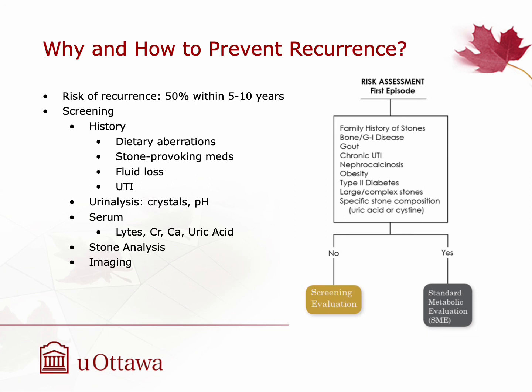So again, looking for things in the history that would increase the risk of stone recurrences, such as dietary aberrations, the presence of any stone-provoking medications, such as, again, topiramate or Topamax, used as an anti-seizure and anti-migraine headache. Looking for risk factors for dehydration, fluid loss, whether there's a history of recurrent urinary tract infection. Trying to find out a little bit more about what type of stone they formed. So looking for crystals, the pH may give us some indications. Obviously, if they've passed a stone, collect it, have it analyzed.